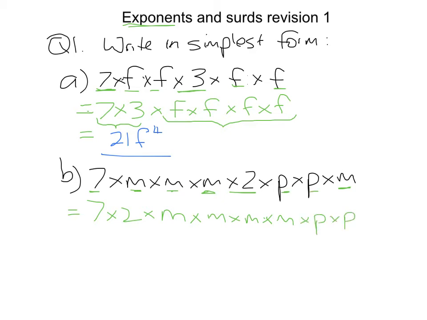So now to write our answer, we've got 7 times 2 is 14, and then we've got 1, 2, 3, 4 m's, so this will be m to the power of 4. I'll fix that 4 up for you. And we also have 2 of these p's up here, so that will be p to the power of 2. And that's the answer to that question. Let's move on to the next question.